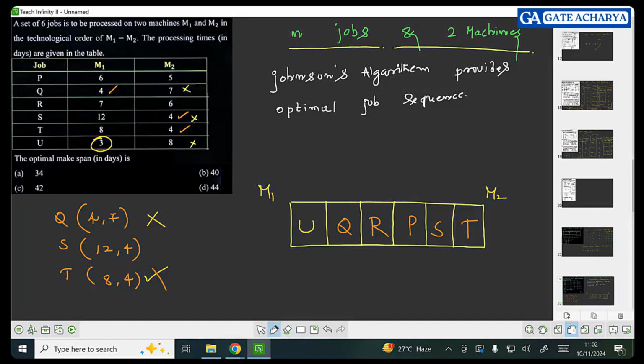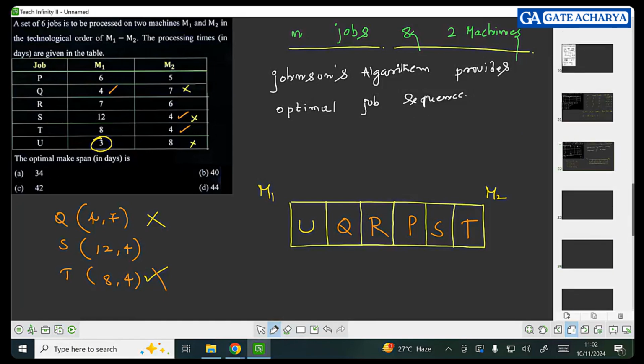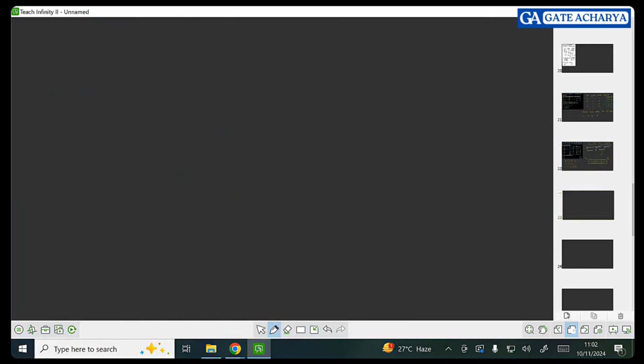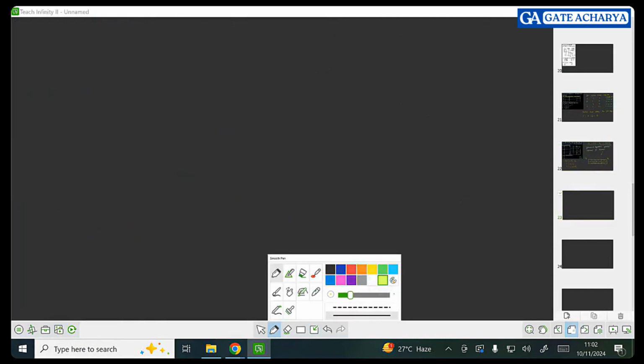Now make sure you do not forget this statement because it seems to be very simple, but whenever you try to solve, your pen will not move. That is why write each and every step. Johnson's algorithm. Now let us go and solve this.